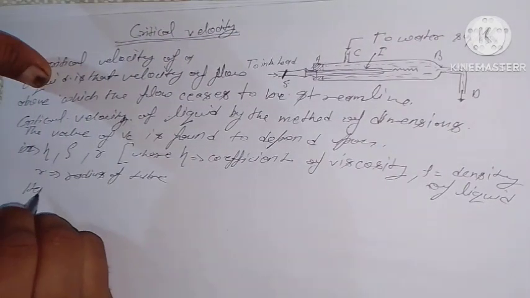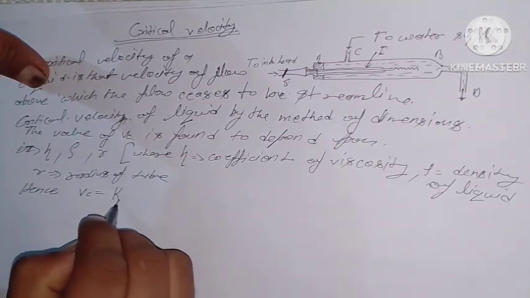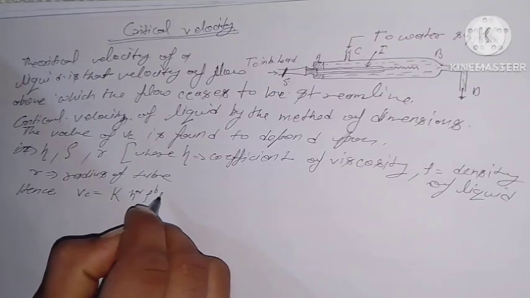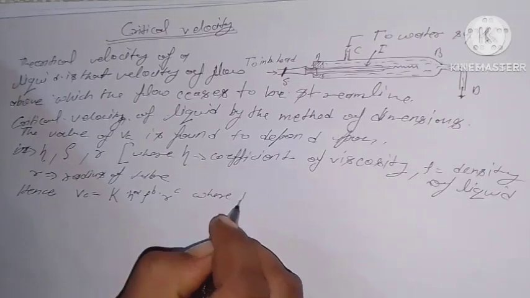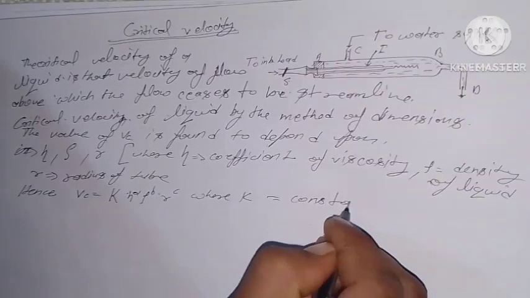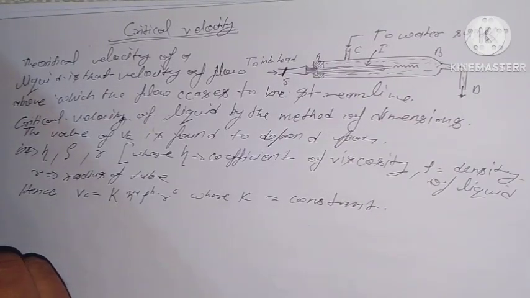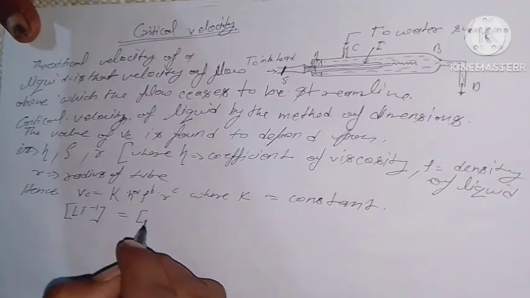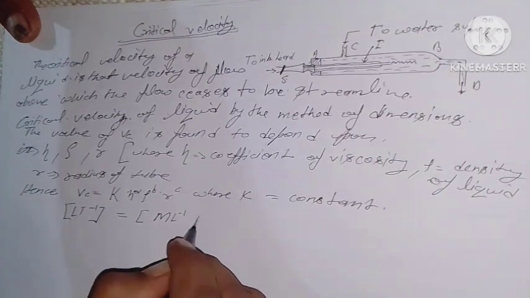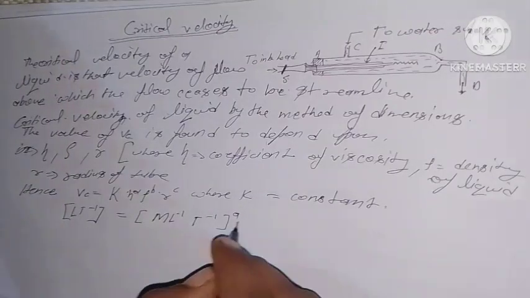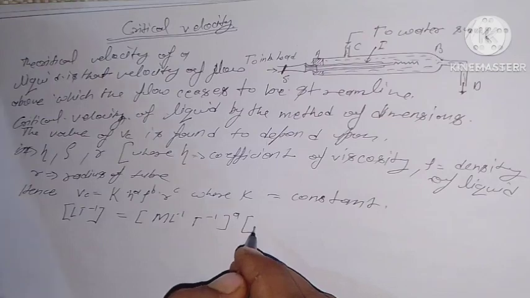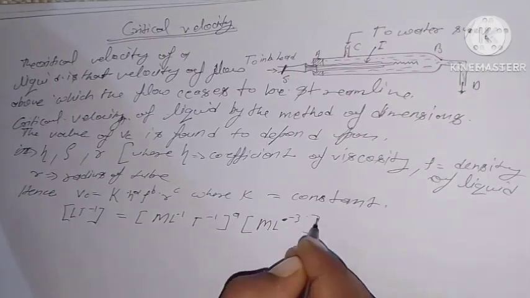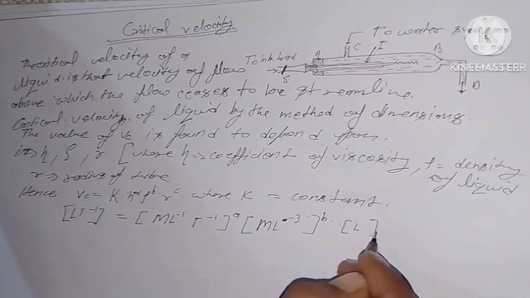Hence Vc equals k eta to the power A, rho to the power B and r to the power C, where k is a constant. Substituting the dimensions of the various quantities, we have L T^-1 equals [M L^-1 T^-1] to the power A, the dimensions of density [M L^-3] to the power B, and L to the power C.